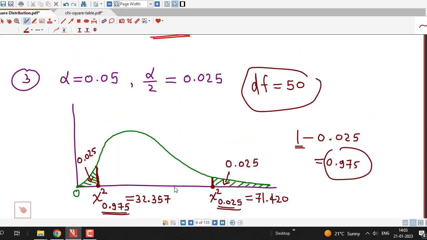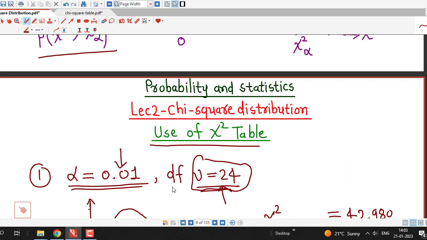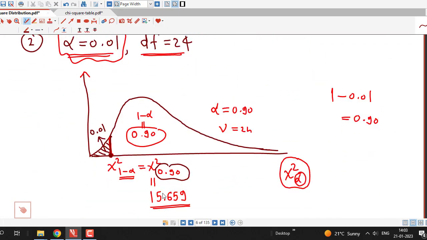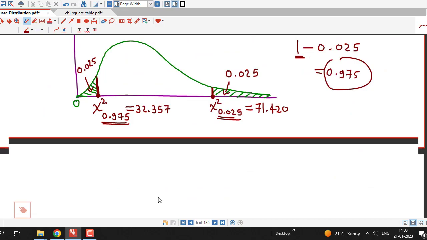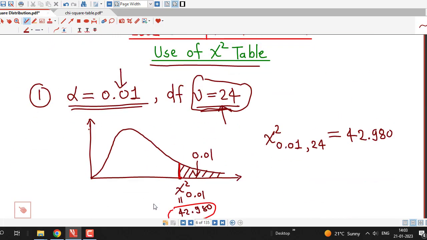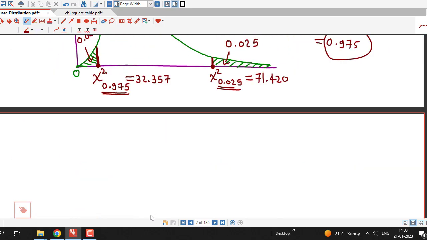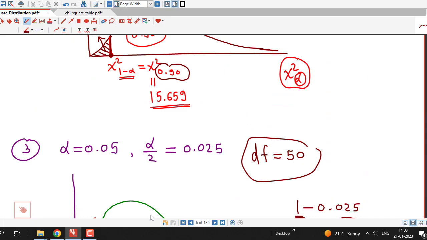So in this way we can use the chi-square distribution table, and we will require this type of chi-square critical values whenever we discuss hypothesis testing which uses chi-square distribution as the reference distribution. So we will again come across this type of use of the chi-square table in future lectures. So I hope you have understood how to use chi-square tables.